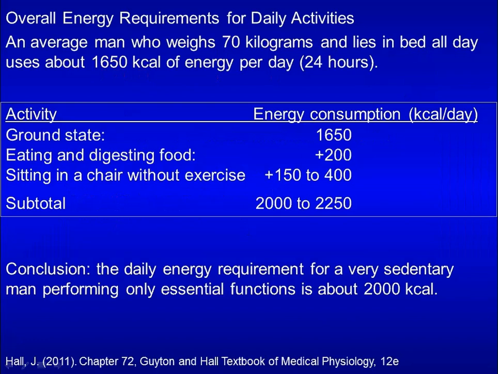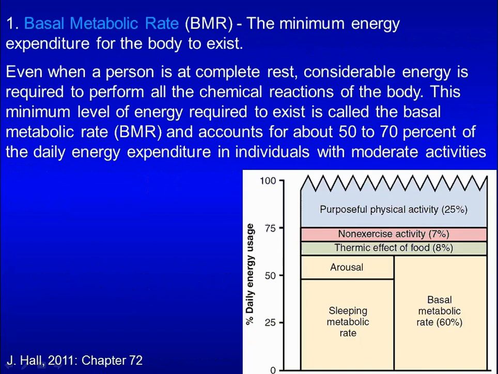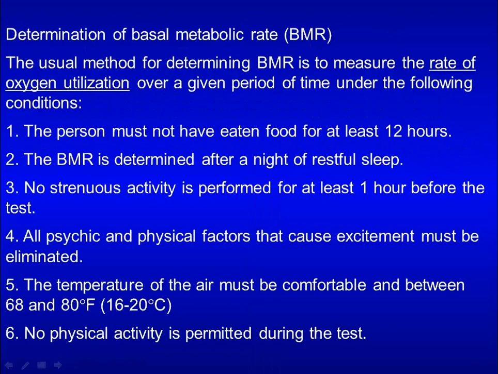Eating and digesting food adds 200 kilocalories. Sitting in the chair without exercise adds another 150 kilocalories. Therefore, daily energy requirement for a very sedentary man is about 2,000 kilocalories. Basal metabolic rate, or BMR, is the minimum energy expenditure for the body to exist. It accounts for 60% of daily energy expenditure in individuals with moderate activities. BMR can be determined by measuring the rate of oxygen utilization over a given period of time under well-defined conditions.